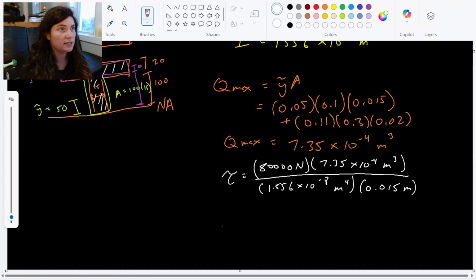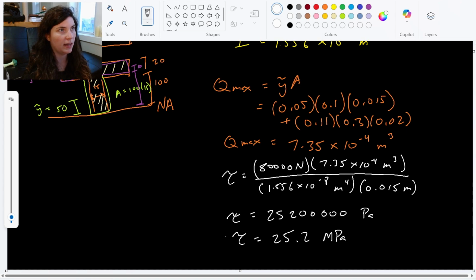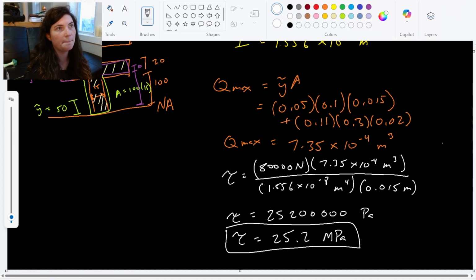Anyway, so I do plug this into my calculator, and I get 25,200. See, I get a huge number anyway, where it'd be much easier to just have this in megapascals: 25.2 megapascals. That is our highest shear stress for this I-beam.